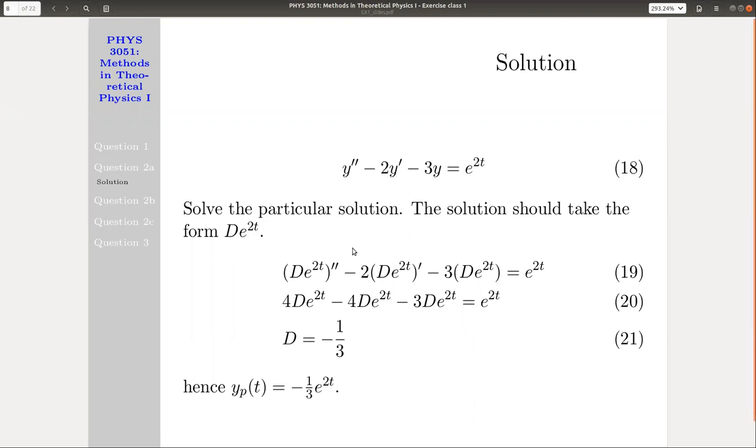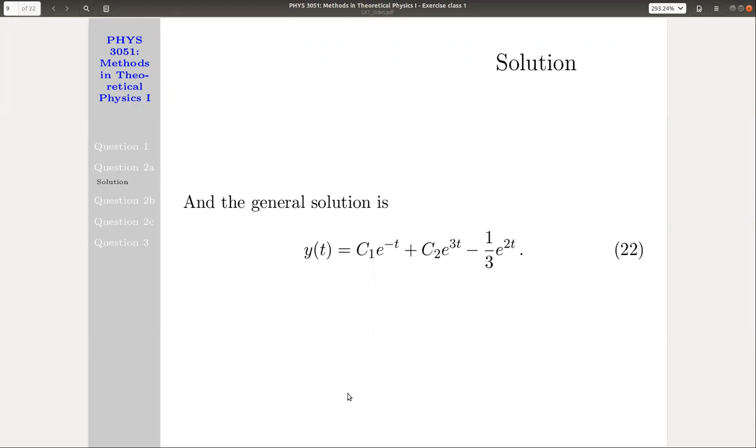So you just plug the trial solution into the ODE, and then solve for d. Similarly, you can cancel the exponential term, and then solve for d. The d here should be minus 1 over 3. Then we just substitute d back into our trial solution, and this one is our particular solution.